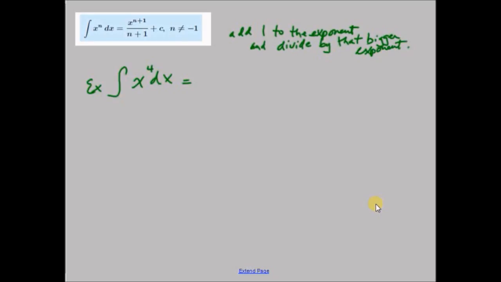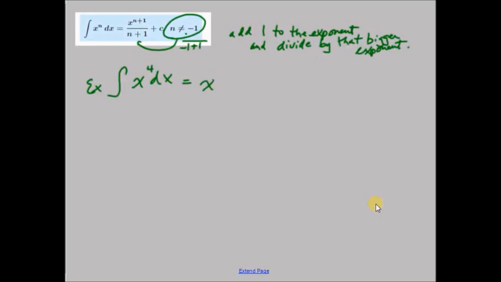Now in this case, n cannot be equal to -1. The reason it can't be equal to -1 is because if it was, we would have negative 1 plus 1 in our denominator, which would be 0, and we would be dividing by 0, so we are not able to do that. There's a different rule when we have something like that happen. So what do we do with this case then?